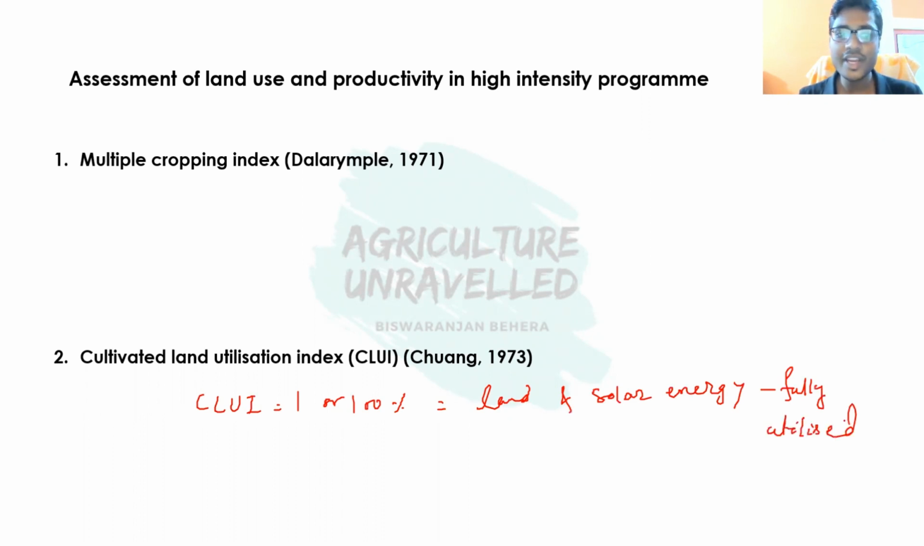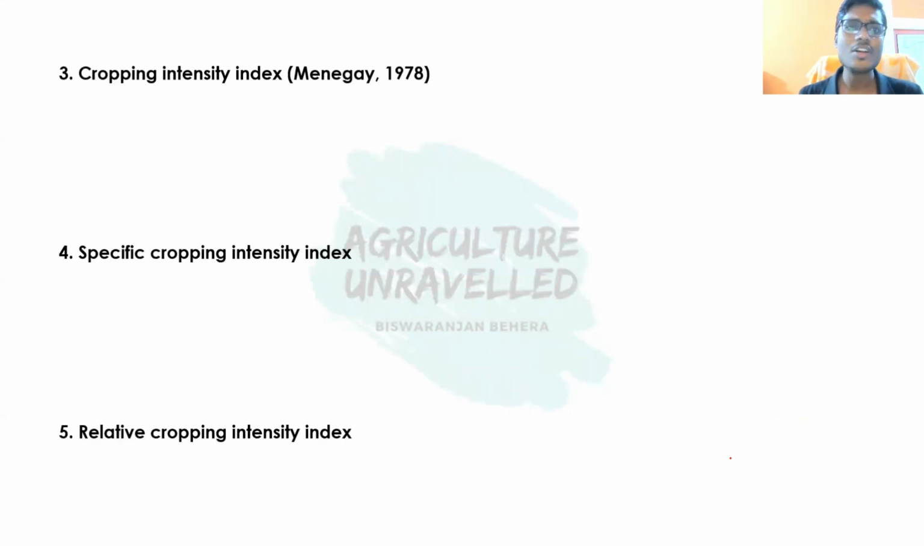Okay, and if it is less than 1 or less than 100%, then land or solar energy is not fully utilized. So that is the interpretation of CLUI. Then coming to the next, that is the cropping intensity index. This cropping intensity index was given by Menege in 1978.